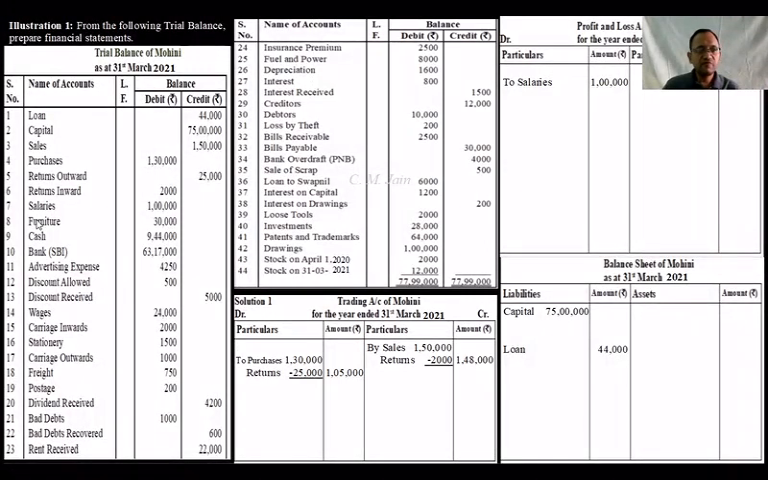Then next we are given furniture. Furniture, which type of account is it? Yes, it is an asset. So it will come in balance sheet, asset side. Furniture, 30,000.